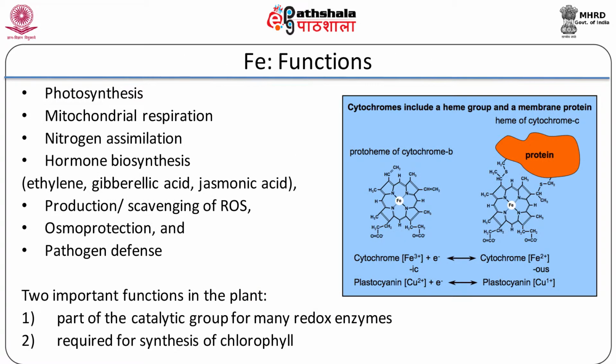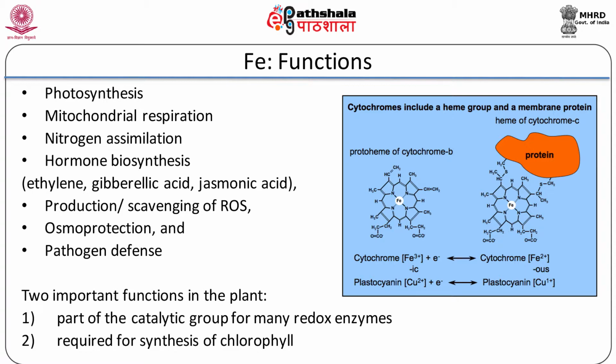Iron is involved in photosynthesis, mitochondrial respiration, nitrogen assimilation, biosynthesis of hormones such as ethylene, gibberellic acid, jasmonic acid, production and scavenging of reactive oxygen species, osmoprotection and pathogen defense. The uptake of iron is related to 2 important functions in the plant.